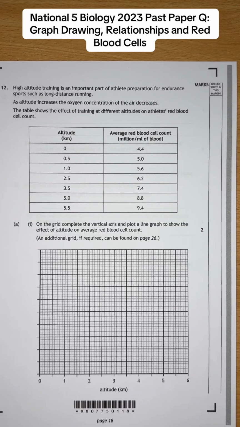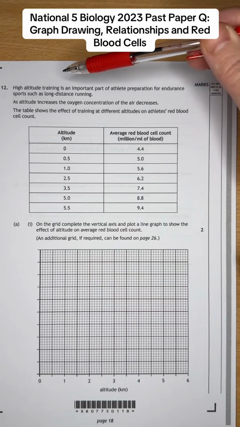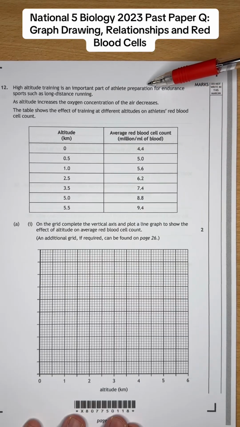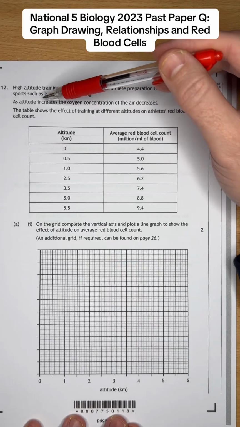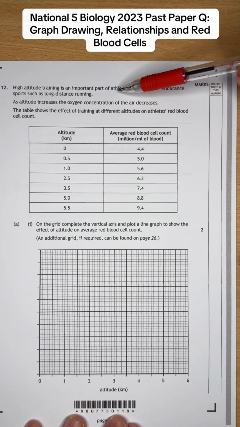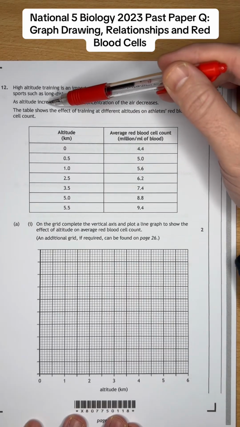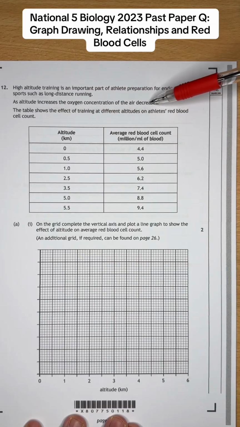National 5 biologists, let's do this past paper question together. So this one says, high altitude training is an important part of athlete preparation for endurance sports such as long distance running. As altitude increases, the oxygen concentration of the air decreases. The table shows the effect of training at different altitudes on athletes' red blood cell count.